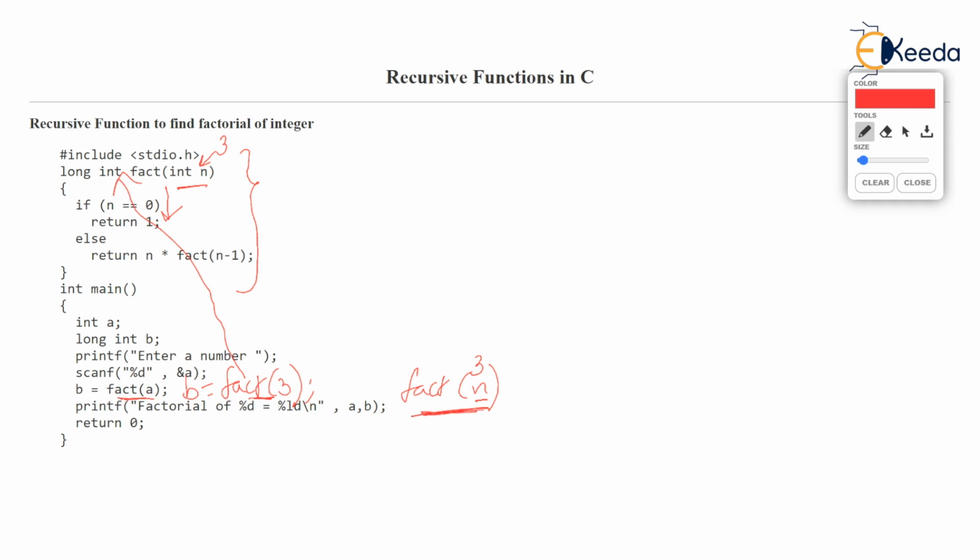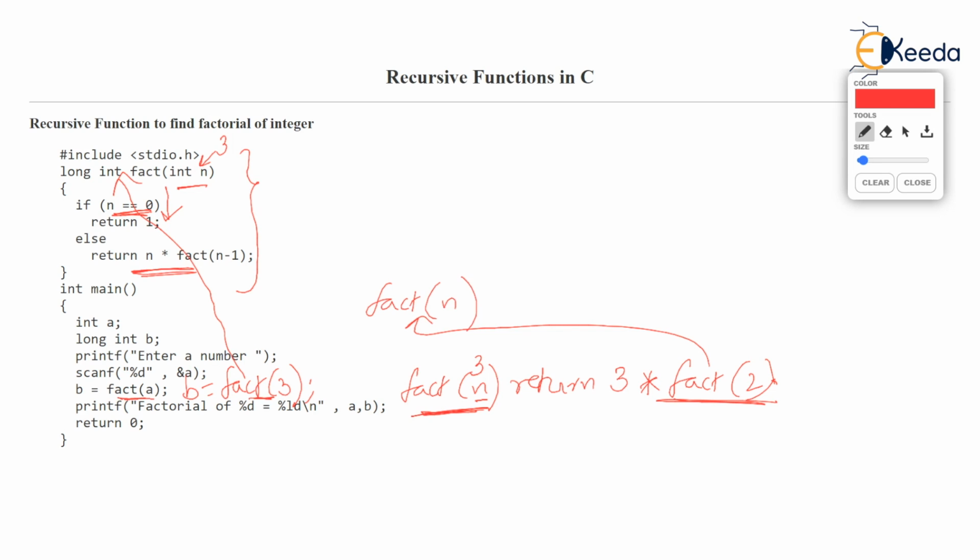So we literally read this function, and we understand that when fact of 3 runs, n equal to 0 will be false. So else will run. We are going to write only that line in our working which is going to run. And we'll say, okay, this function will return 3 into fact of 2. That is n into fact of n minus 1. But then this is a recursive call, isn't it? So we say, okay, fact of 3 has got suspended, and it has called the same function with n equal to 2.